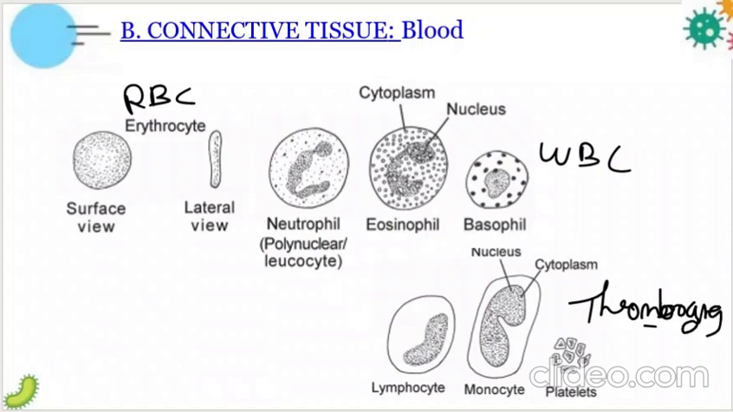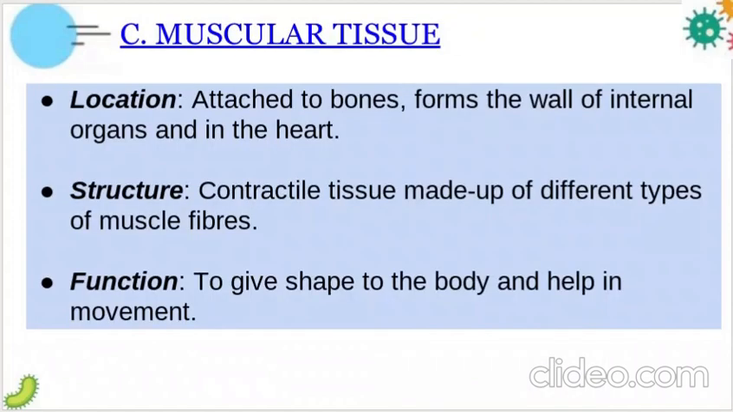We have one more type of tissue known as the adipose tissue, which is made up of fat, and it stores adipocytes in it. It's between the skin and provides additional support. Next is muscular tissue. Now, as the name says, muscles. So basically it is attached to the bones, and it forms the wall of internal organs as well as the heart. So there are three types of muscular tissue, right? Skeletal muscles, smooth muscles, and cardiac muscles.